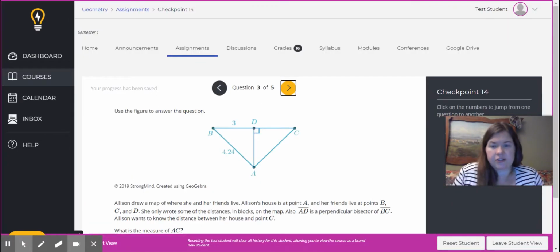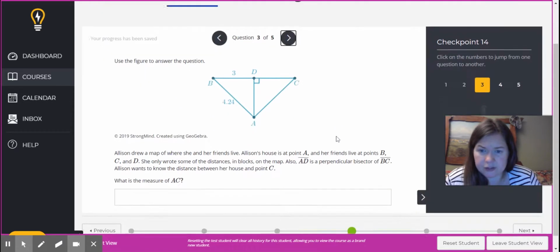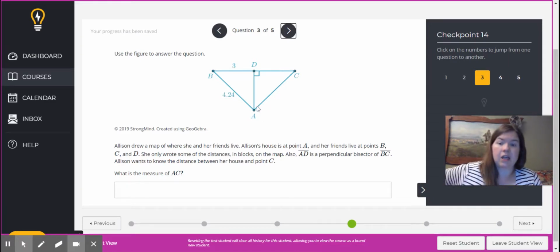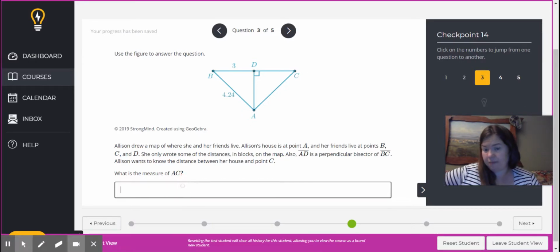Then use this figure to answer the question. So Allison drew a map of where she and her friends live. Allison's house is at point A, and her friends live at point B, C, and D. She only wrote some of the distance in the blocks on the map. Also, AD is the perpendicular bisector of BC. Allison wants to know the distance between her house and point C. So she knows that one. So then her house and point C would have to be the same. It'd be that 4.24.